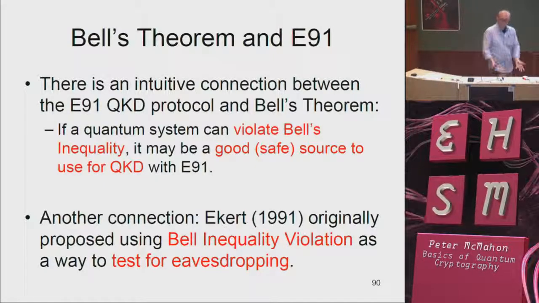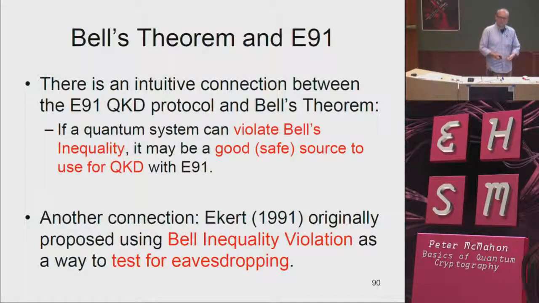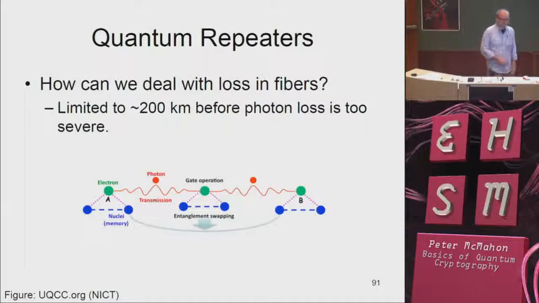And then another connection is that in Eckert's original paper proposing his protocol, he actually proposes using Bell inequality violation as a means to test for eavesdropping. It turns out that in some configurations, if you have an eavesdropper gleaning a significant amount of information, and you then test for Bell inequality violation in your system, which you should do, and you don't find it, then it means somebody's eavesdropping. So that's another neat connection between these two pieces of physics.